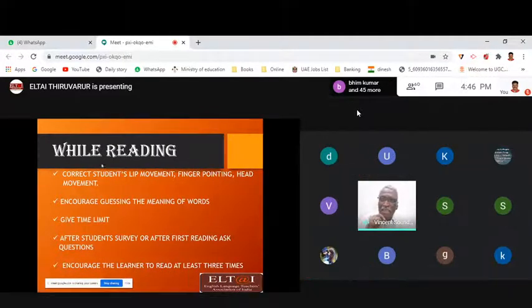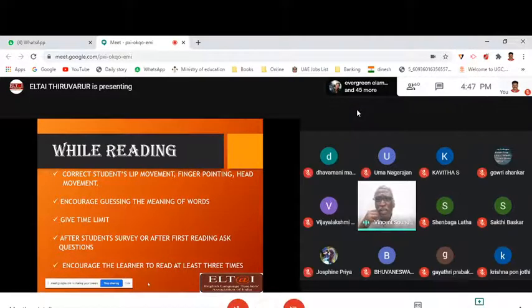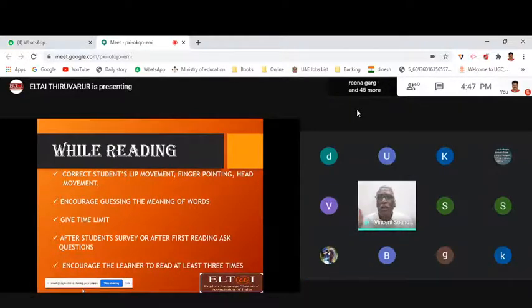And secondly, if you ask them to refer to the dictionary every time they come across a difficult word while reading, then they won't finish. So encourage them to guess the meaning of some of the words. And thirdly, you must give them the time limit. Don't say take your own time to finish. No, you must have the time.